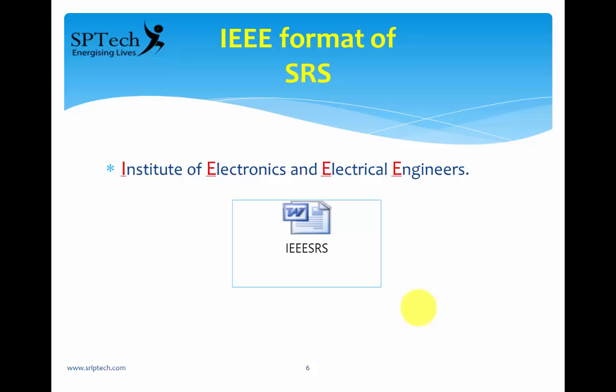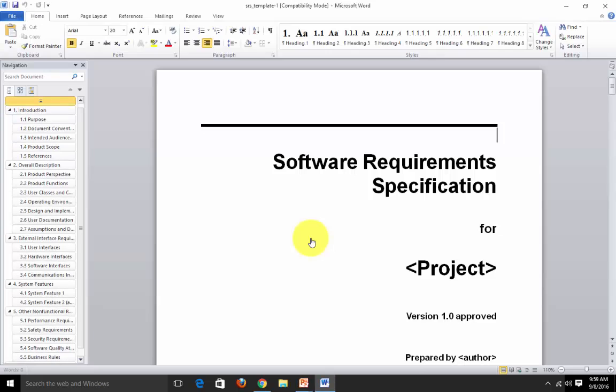Now there is a standard definition, or the standard document format, I would rather say, for an SRS, that is called the IEEE standard for SRS. IEEE stands for Institute of Electrical and Electronics Engineers. They have come out with a standard format. Let us discuss that standard format and see how that SRS is organized. Let me quickly look into that.